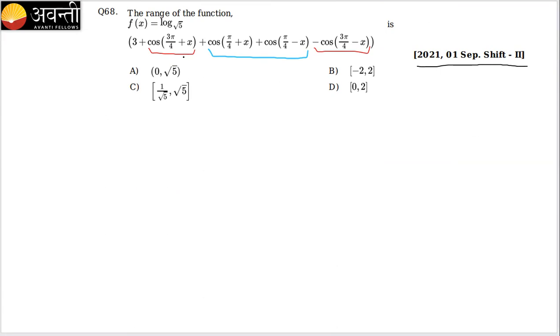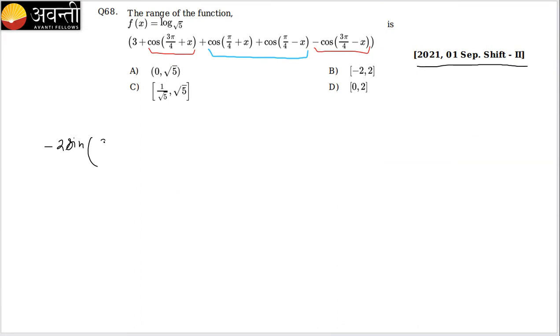Got it? So what I'll do is cos minus cos. Cos minus cos is minus 2 sine. If I add this, x will get cancelled. I'll get 3 pi by 4 plus 3 pi by 4.